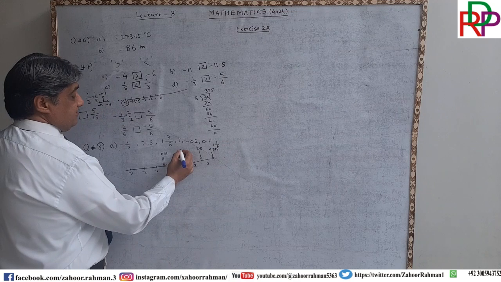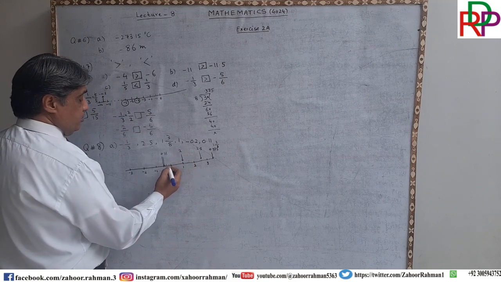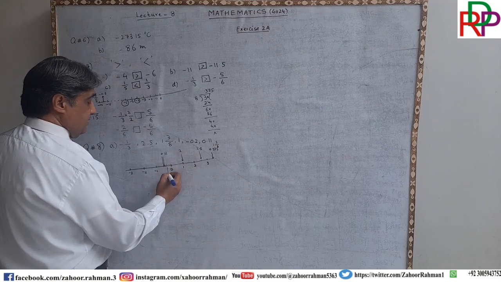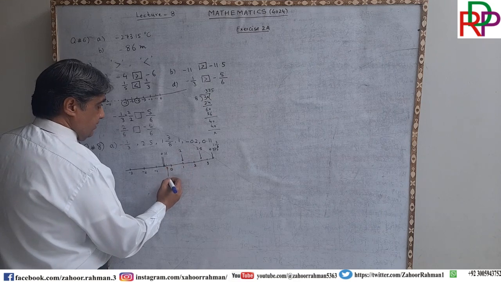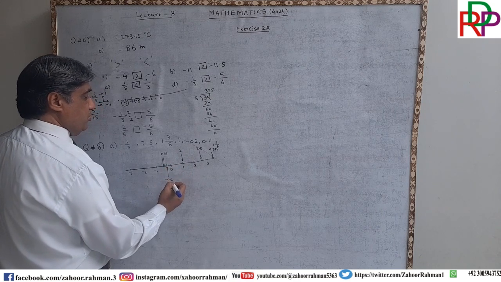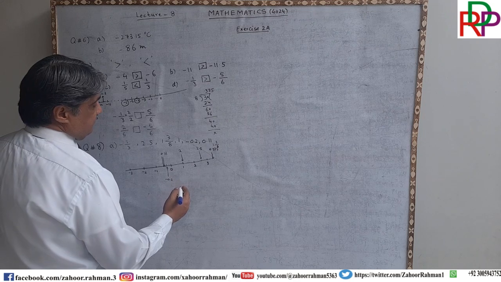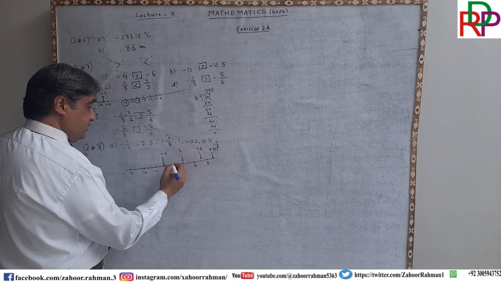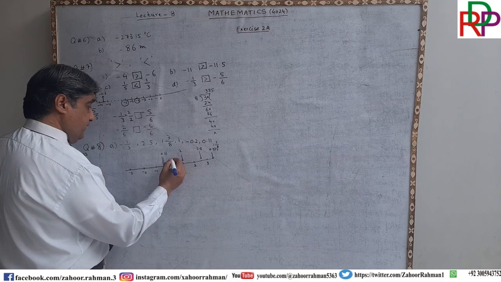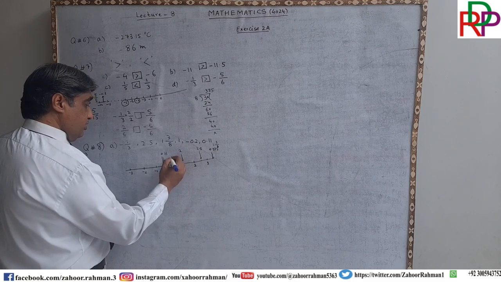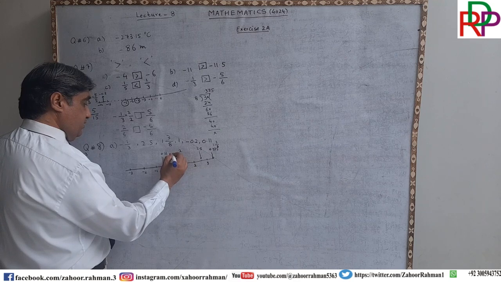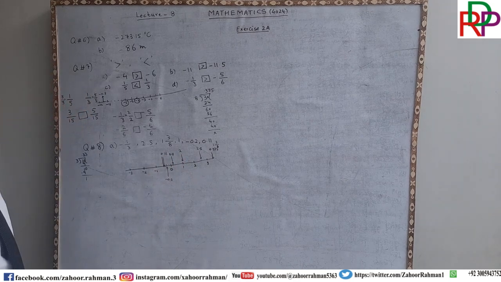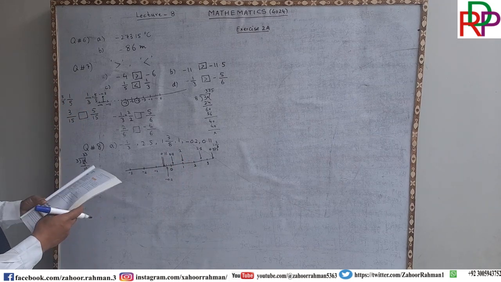1 is easy. This is 1. Minus 0.2 will be somewhere here. Minus 0.2, and minus, sorry, 0.11. This is 1 and this will be very near. So 0.11 will be here. That is about this part.